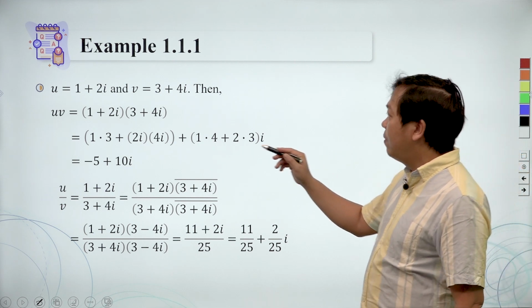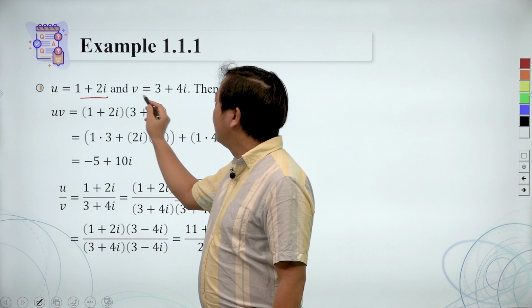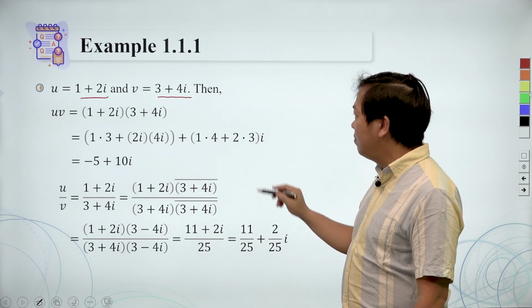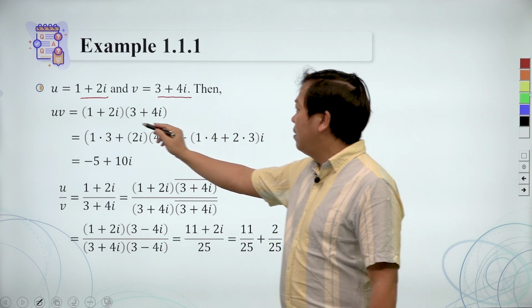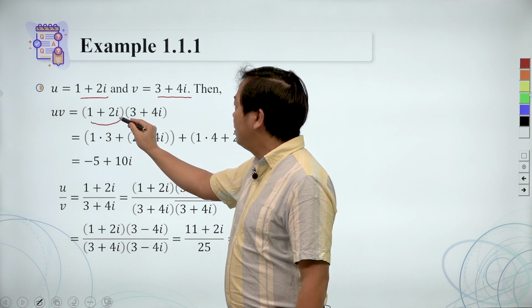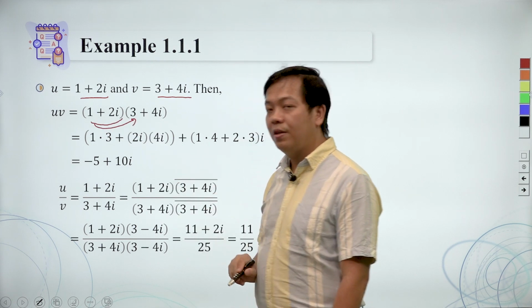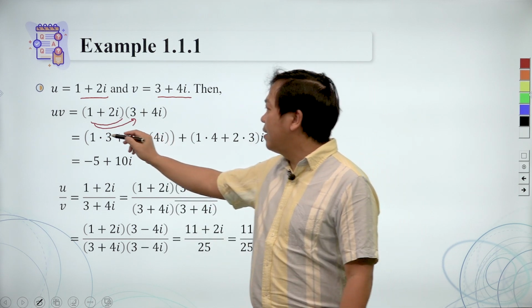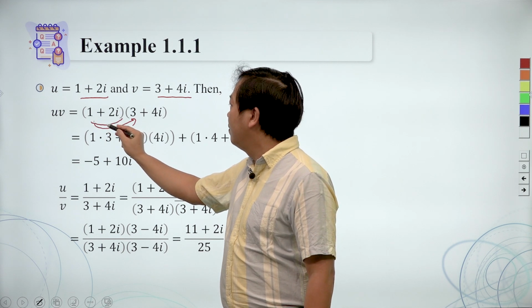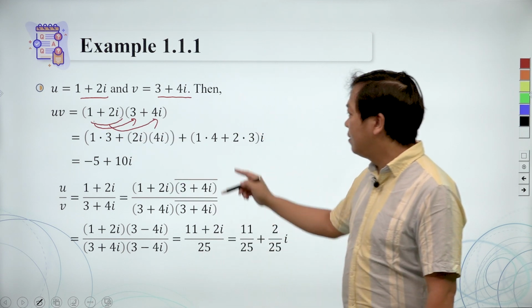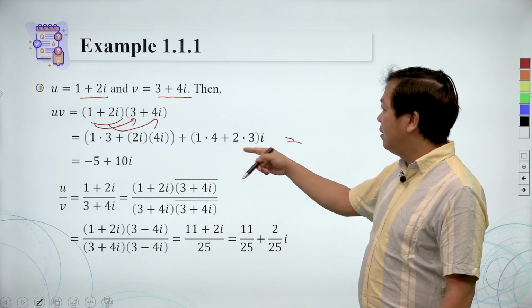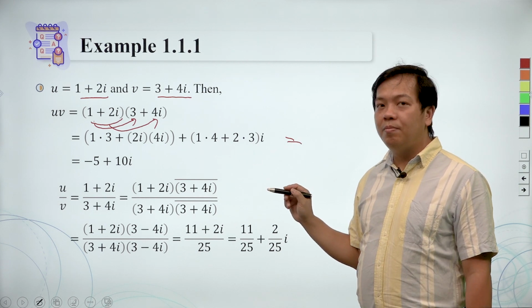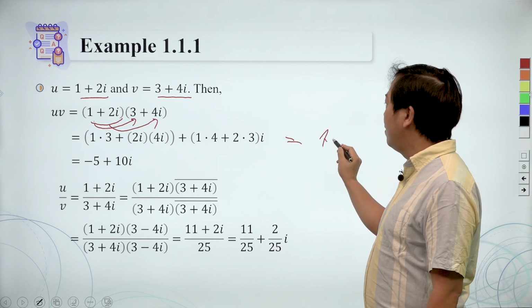The first one is actually very simple. It's equal to this one. We multiply this one and this one first. That's the first step. And the second, we multiply this one with this one. This one may be a little bit confusing, so you can add the one.